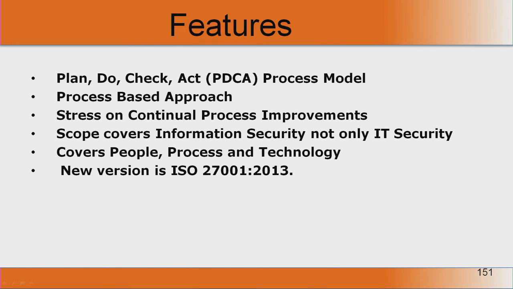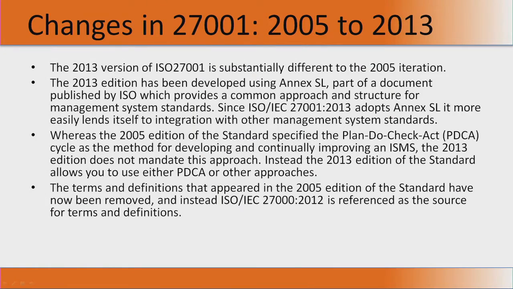So, we have spoken about that. It covers all the aspects, which is people, process and technology, and the latest version is 27001:2013. Now, there are changes in 27001 from 2005 to 2013. So, we have seen the 11 domains of 27001, starting from security organization to incident response or incident management. In 2013, the standard itself has been altered substantially to suit the current requirements.